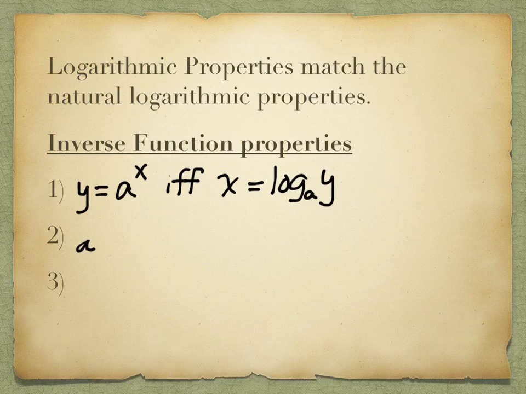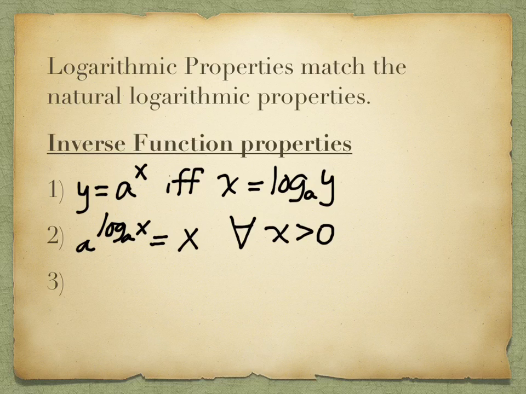If we have a raised to the log base a of x, this is equal to plain old x. Kind of the idea of the a and the log base a canceling each other out. They're inverses of each other, so we get back the same x. And this is true for all x that are positive. That upside down a means for all. It's on your sheet, I promise. We use that a lot.